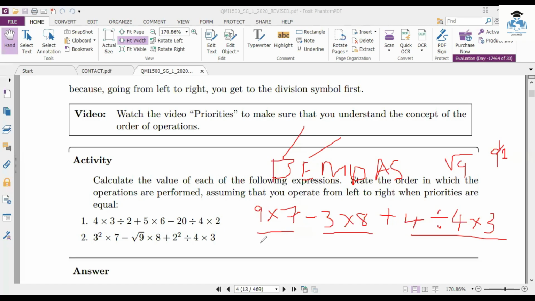9 times 7, that's 36, minus 3 times 8, that's 24. Then 4 divided by 4, that's 1. 1 times 3, that's 3. So 36 minus 24, that's what? 8. Um, 36 minus 24, that's 12 plus 3, that's 15. So your answer will be 15.